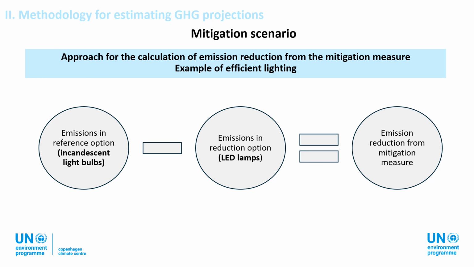This slide shows an approach for the calculation of emission reduction from the mitigation measure in the case of efficient lighting. Emission reduction from efficient lighting is estimated as a difference between emissions from the incandescent light bulbs and emission from the LED lamps. Similarly, emission reduction for other mitigation option is estimated.